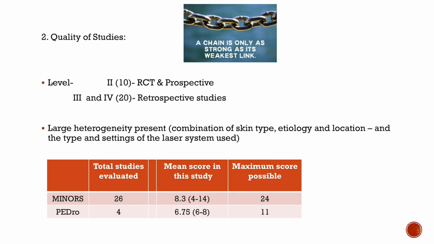What would you like to say about the quality of studies? So, level 2 evidence, we had only 10 studies which were prospective randomized control studies, whereas we had 20 studies which were level 3 and 4 evidence, and they were mostly retrospective studies. So retrospective studies have a lower level of evidence as compared to prospective and randomized.